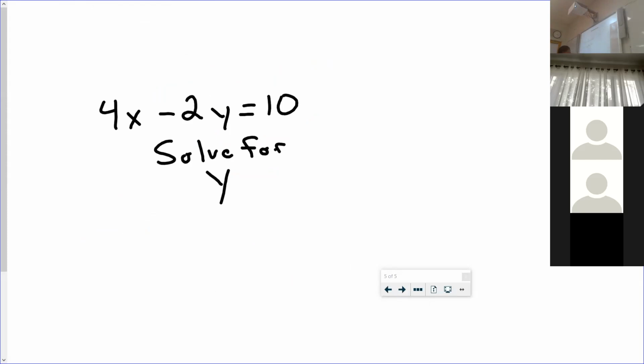So if you're solving for y, you're trying to get y by itself. Remember, it's a minus 2y, so you're going to be dealing with a negative 2 somewhere along the lines. Whether you're adding it, subtracting it, multiplying, dividing that negative 2, I know what you're doing, but I'm not telling you what you're doing. What is it going to look like?